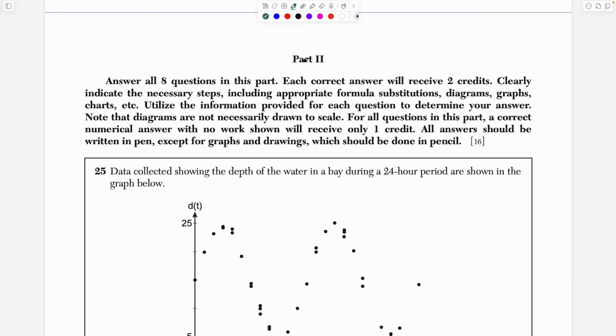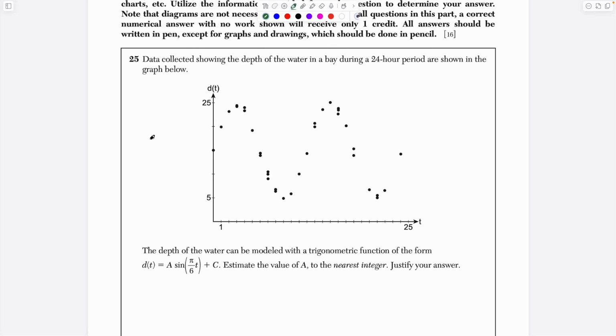So now we're moving on to the part 2 questions. There's 8 questions here and each one is worth 2 credits. Question 25, data collected showing the depth of water in a bay during a 24-hour period are shown in the graph below. The depth of water can be modeled with a trigonometric function of the form d of t equals a times sine pi over 6t plus c. And we have to estimate the value of a to the nearest integer. Justify your answer. So for this one, what I'm thinking of is a sine curve.